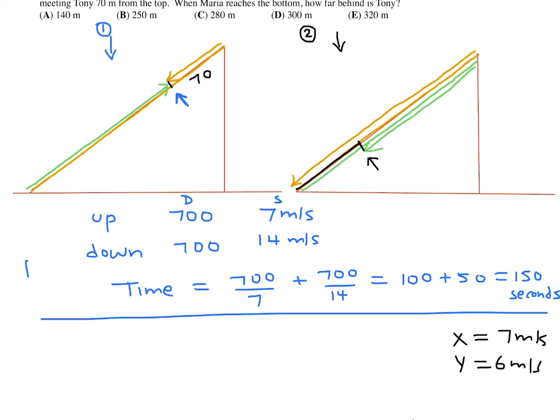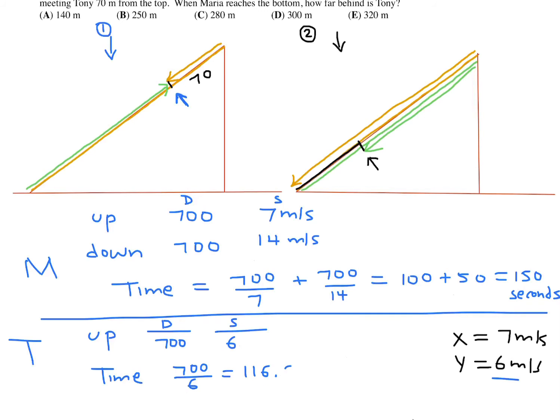Now, we turn our attention to Tony. How much time does it take him to go all the way up the hill? Well, he goes up the hill. The distance is, of course, 700. And his speed is 6 meters per second. So when he goes up the hill, his time is 700 over 6, which is equal to 116.66 seconds. All right? So from the bottom to the top, it takes him 116.